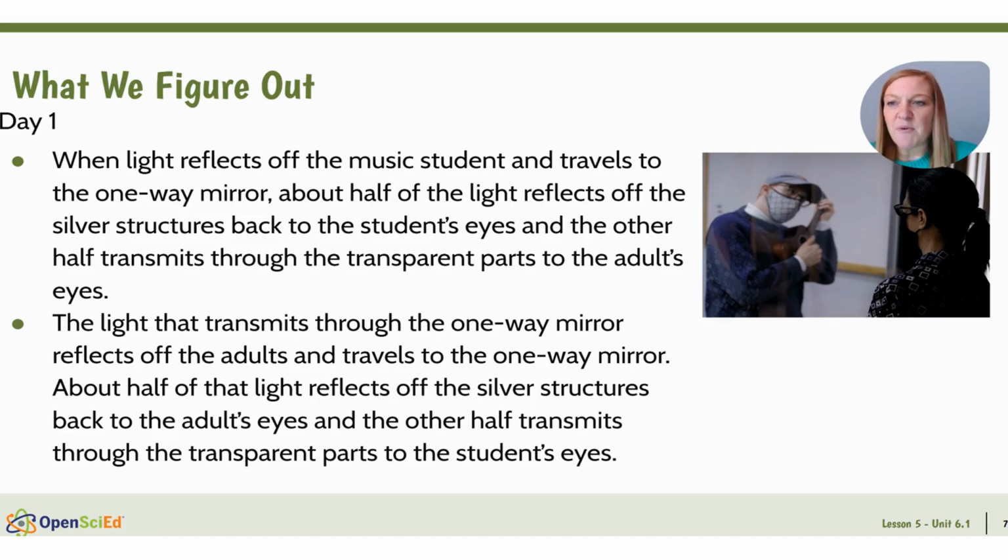What we figure out is that when light reflects off of the music student and travels to the one-way mirror, about half of that light reflects off of the silver structures back to the student's eyes, and the other half is going to transmit through the transparent parts to the adult's eyes. We also figure out that the light that transmits through the one-way mirror reflects off of the adults and travels to the one-way mirror. About half of that light reflects off of the silver structures back to those adults' eyes, and the other half transmits through the transparent part to the student's eyes. And again, this makes us wonder, why can't the student see the teacher?